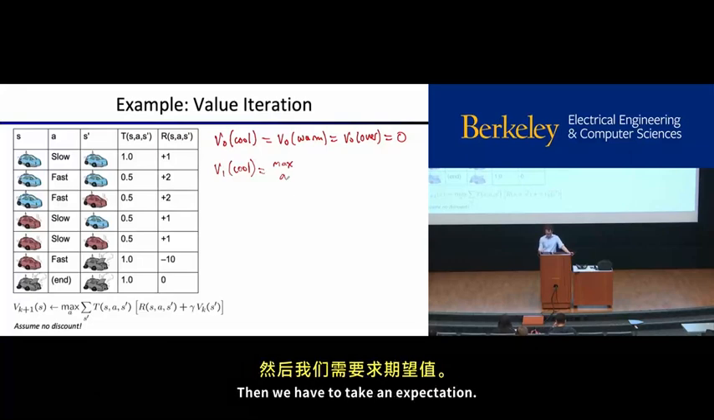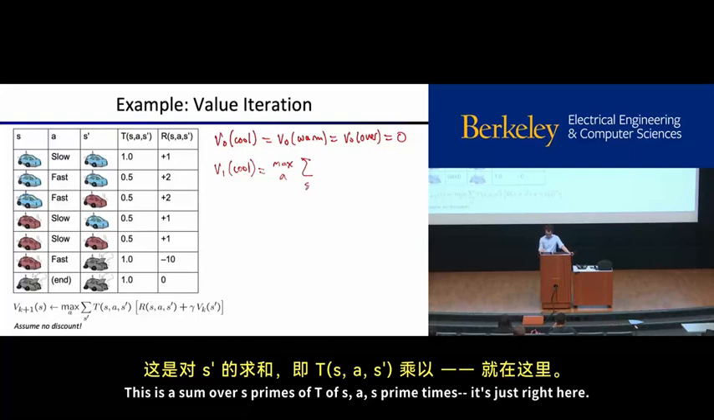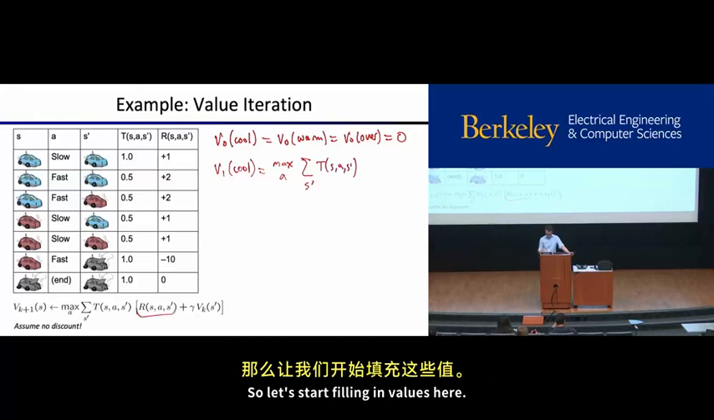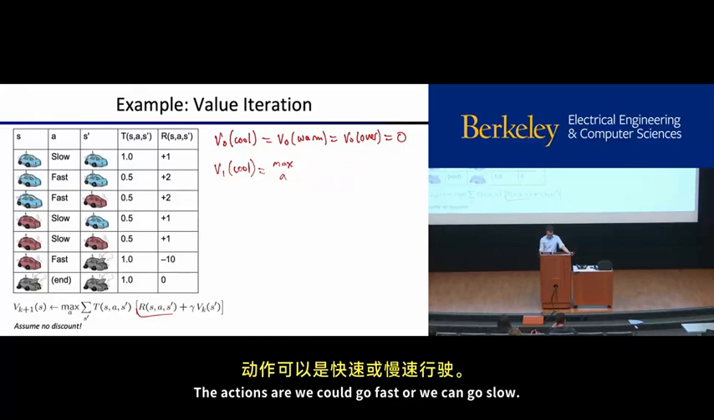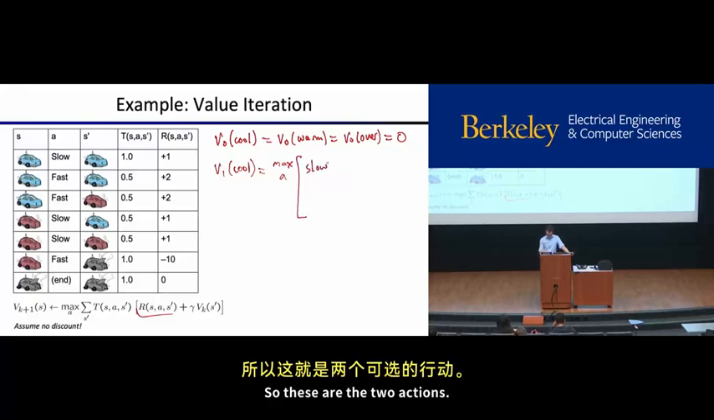That's the maximizer node. Then we have to take an expectation. This is a sum over s primes of T of s prime times, it's just right here. So let's start filling in values here, right? So what are the actions? The actions are, we could go fast or we can go slow, right? So these are the 2 actions.